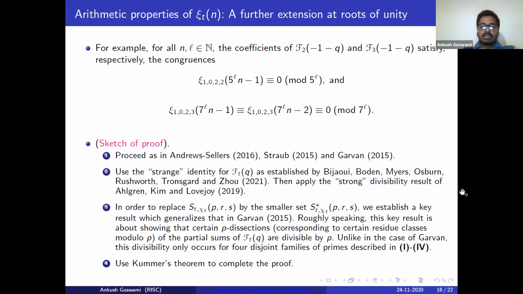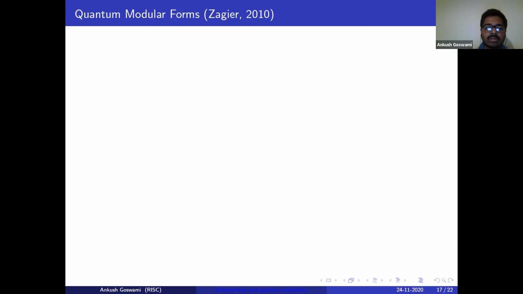Okay. All right. So this completes the first part of my talk today. For the second part of my talk, I will discuss the quantum modularity of this function f_t(q), and to do that, we need to introduce the definition of a quantum modular form, which was formally defined by Zagier in 2010.